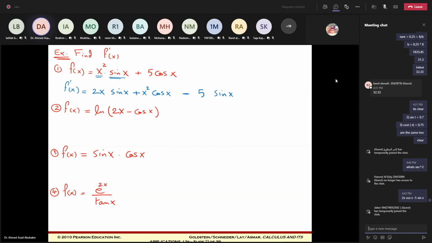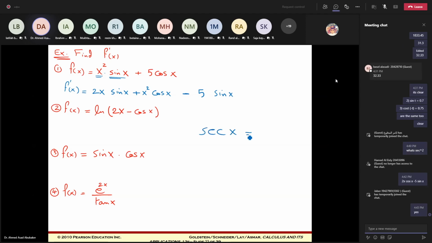Okay, Yazid, this is a product. What's secant? Secant x equals 1 over cosine x. This is the same. Okay, Yazid, ask me about the secant. So secant square equals 1 over cosine square.